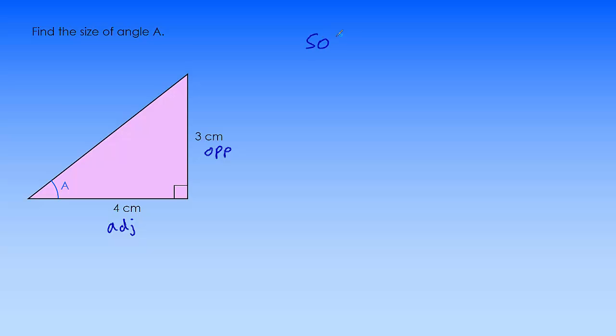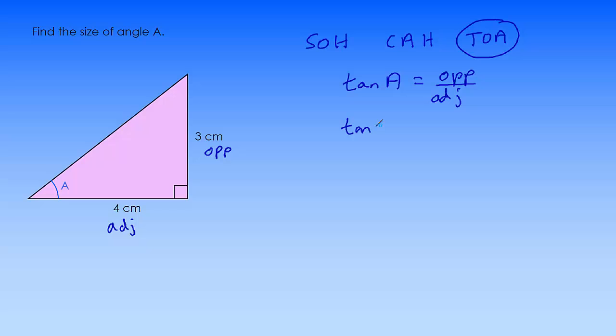Start with the mnemonic as always. So, SOH CAH TOA. Here we have opposite and adjacent, so we must be using the tan. The tan of the marked angle is equal to the opposite divided by the adjacent. In this case, the tangent of the angle is equal to 3 divided by 4.